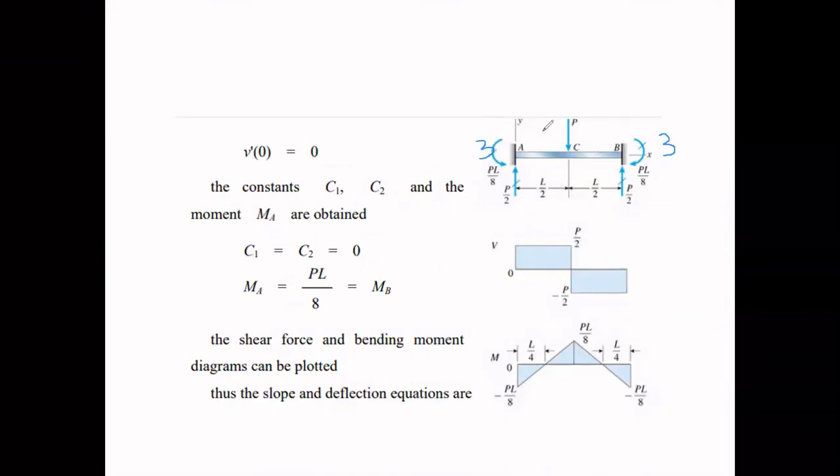So the basic indeterminacy in this case is 3. We can clearly see at this end the number of reactions is 3, and also at this end the number of reactions is 3. So we just need to calculate it like this. The total number of reactions is 6, and 6 minus the equilibrium conditions, and the equilibrium conditions for a 2D frame is 3. So the total indeterminacy in this case is 3. So we can clearly see that 3 extra equations are needed. Hence, we need to calculate the unknowns, and in this case the unknowns are HA, HB, and also MA and MB.